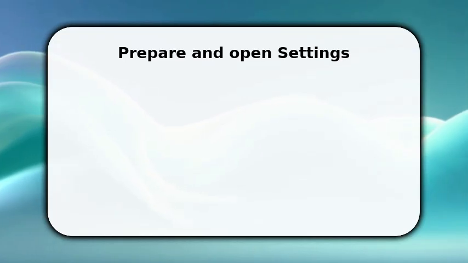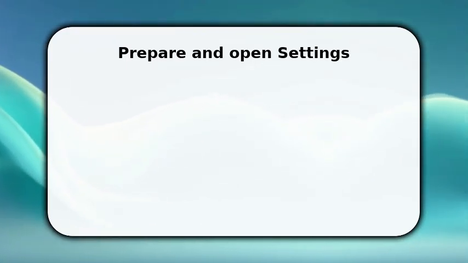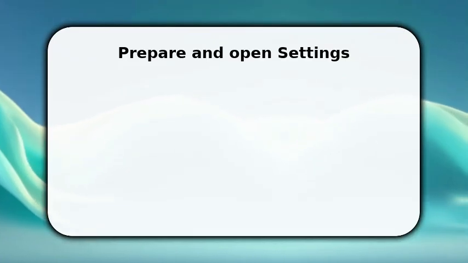Once open, use the search bar at the top and type Language if you don't see language immediately. This saves time when menus differ. Make sure you're changing the device language, not just keyboard language, because that controls system menus and app defaults.